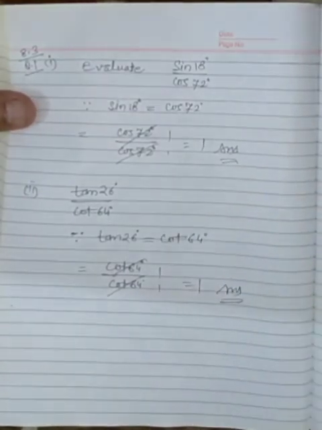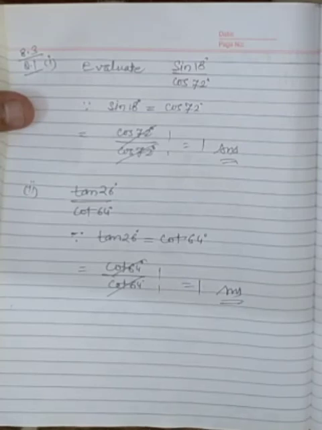So in this way we can evaluate trigonometric ratios by using their complementary relations.